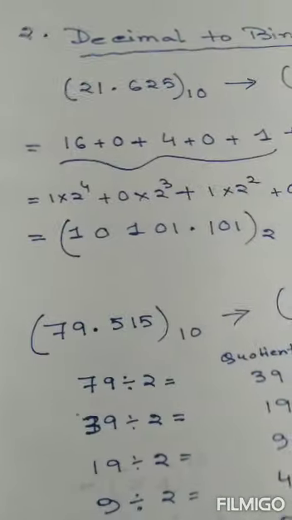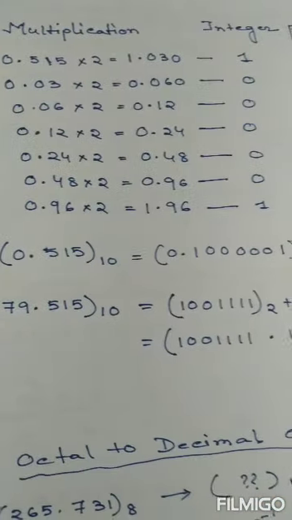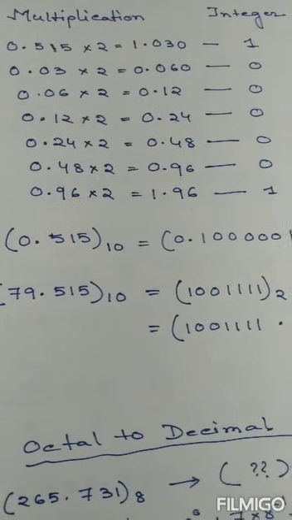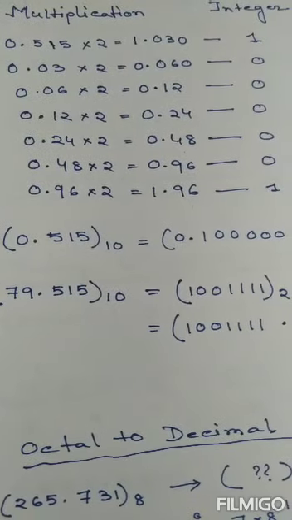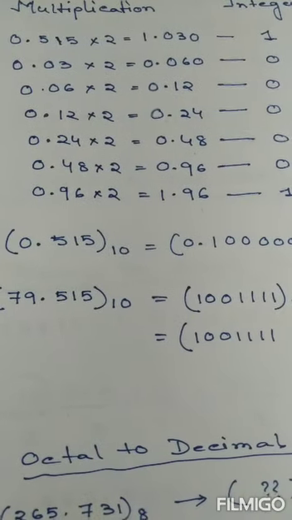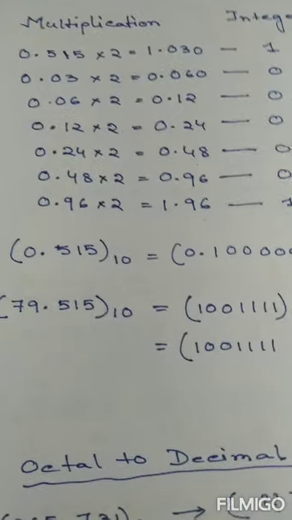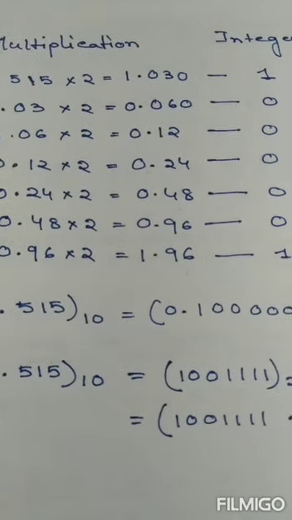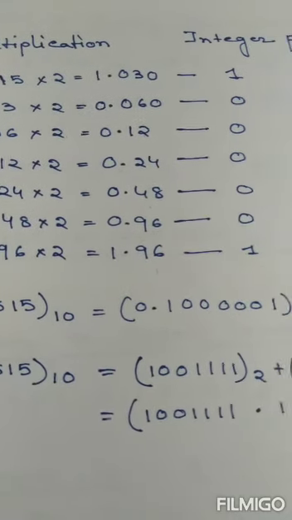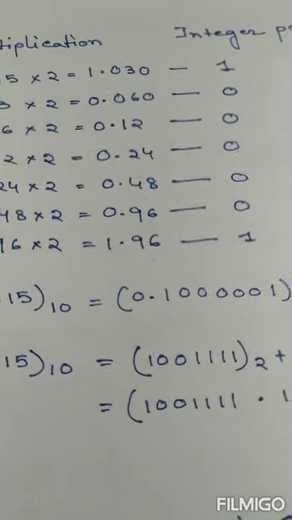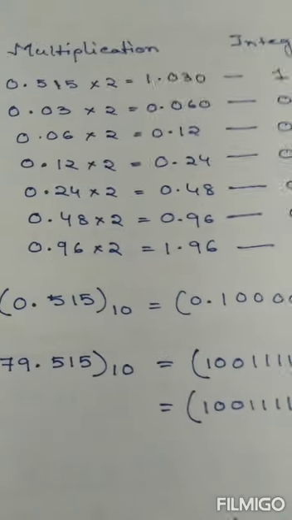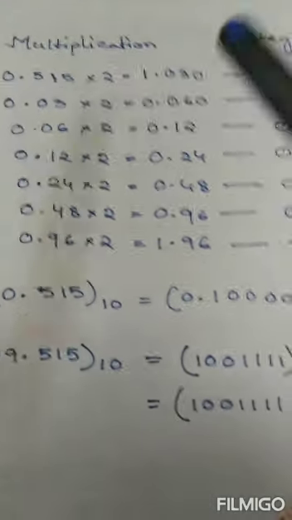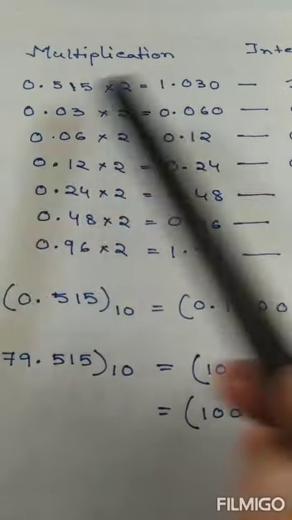Now come to the fraction part, that is 0.515. Similarly, in the integer part we divide with 2, and for the fraction part we will multiply with 2. First multiplication: 0.515 into 2 will give 1.030. Here the integer part is 1. Take the integer 1. Then multiply the fraction part, that is 0.030.